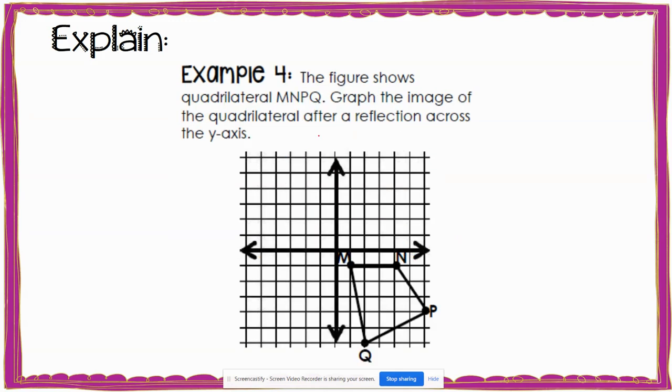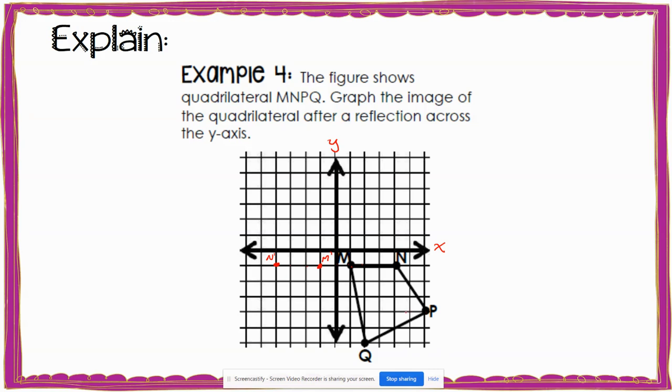For example 4, we have quadrilateral MNPQ, and we are going to graph it after a reflection across the y-axis. So you see we'll be over here in quadrant 3. So everybody graph this. For point M, I noticed that I would have needed to move left 1, so I move left 1 more, and here's point M prime. For N, I would have had to move left 1, 2, 3, 4, so I've got to move 1, 2, 3, 4 again, and here is N prime.